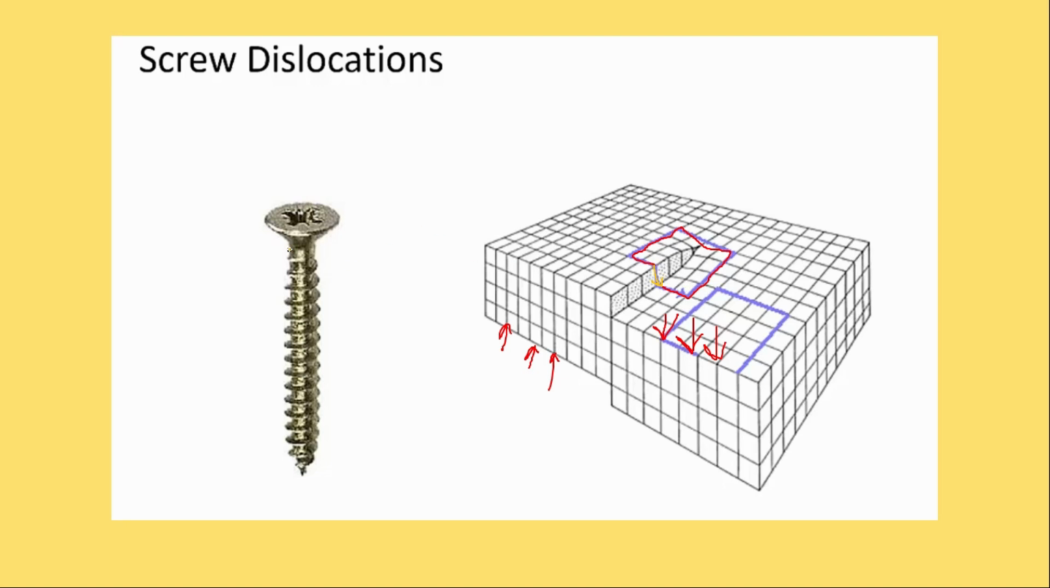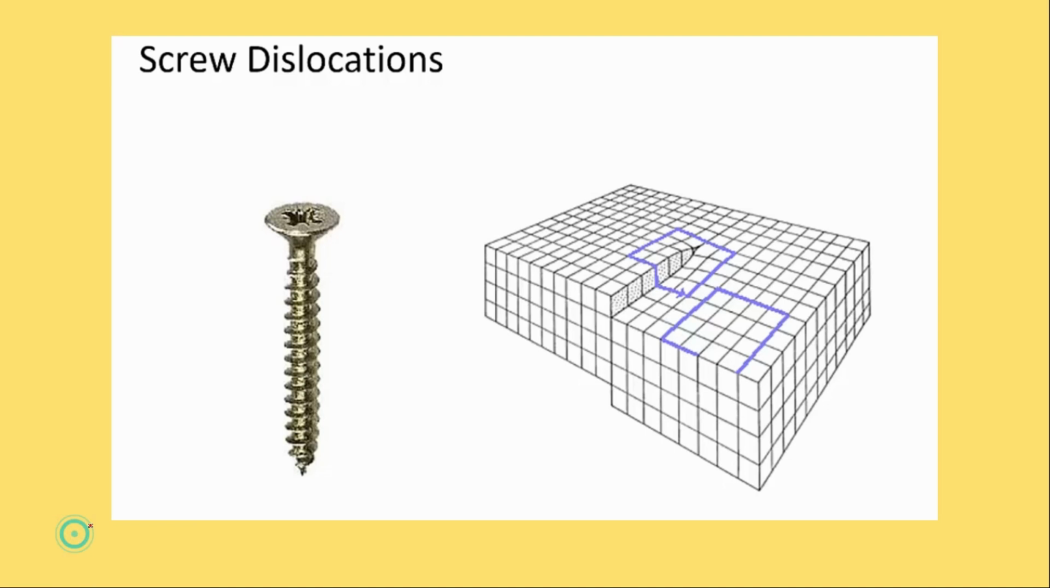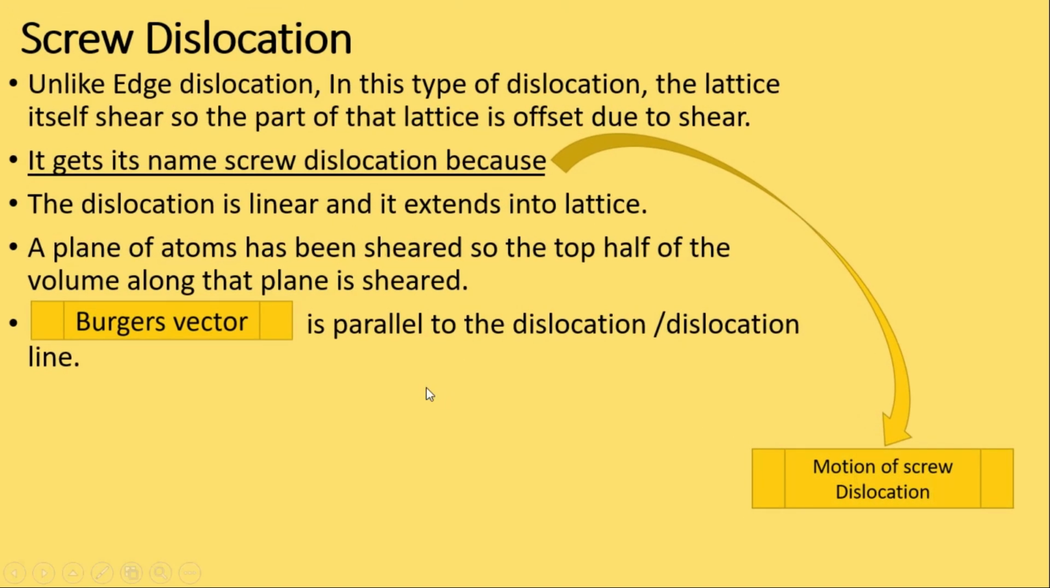So how come it is called a screw dislocation? Let's erase all of this. It moves like this, one step. If there's further stress applied, it will move further downwards, and it keeps on moving like this. That's why it's called a screw dislocation. The dislocation is linear and it extends into the lattice. The plane of atoms has been completely sheared, so the top half of the volume along that plane is sheared. We will discuss what it actually is.